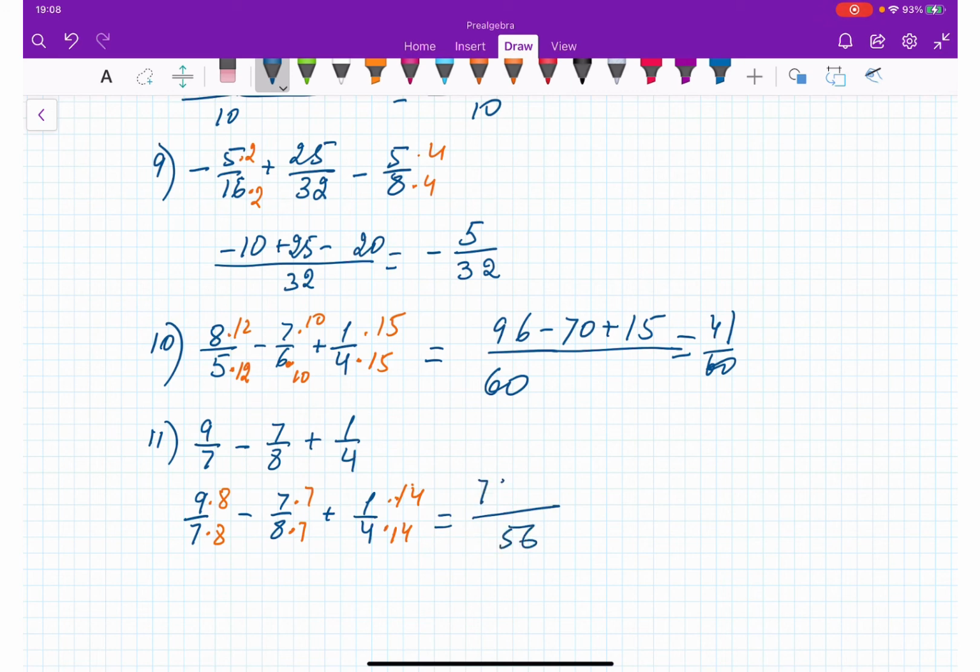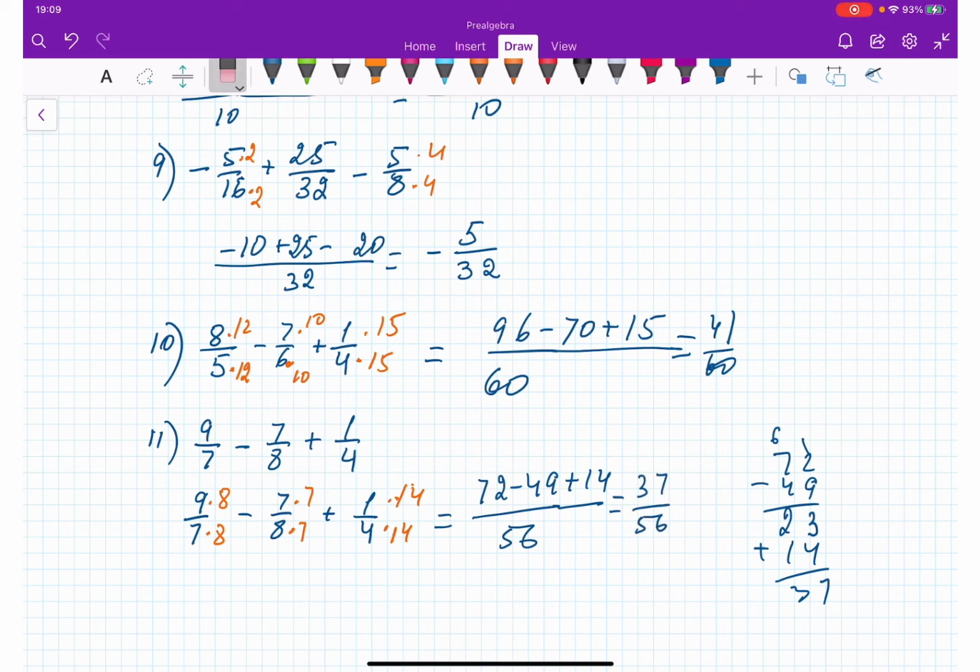Let's see, 72 minus 49 plus 14. So 72 minus 49, it's going to be 12 minus 9, it's going to be 3. And here will be left 6 minus 4 is 2. So it's going to be 23. And then plus 14, we need to add 14, 37. So the result is 37 over 56. And 37 is a prime number, so there is no way we can simplify this fraction. So it's going to stay the way it is.